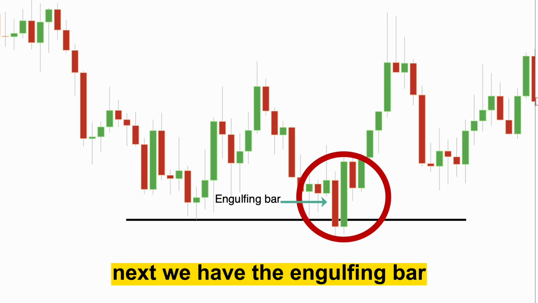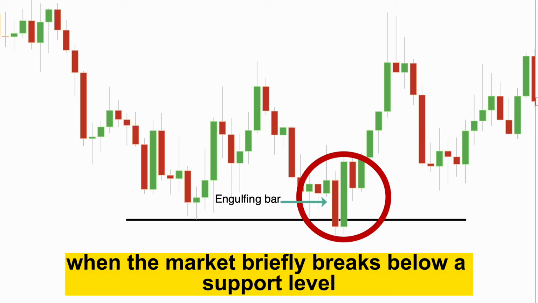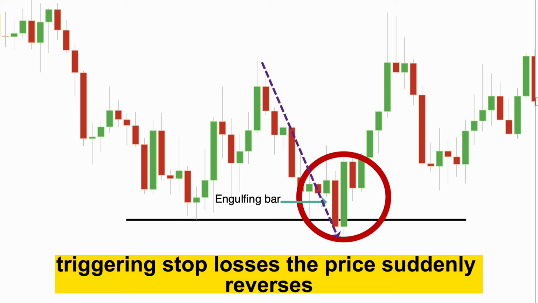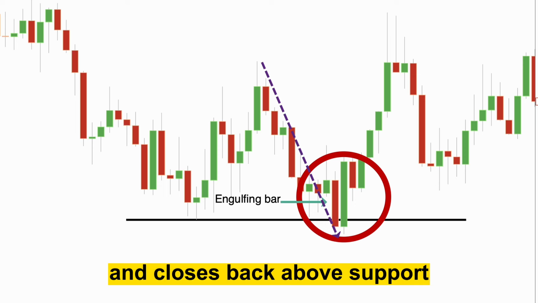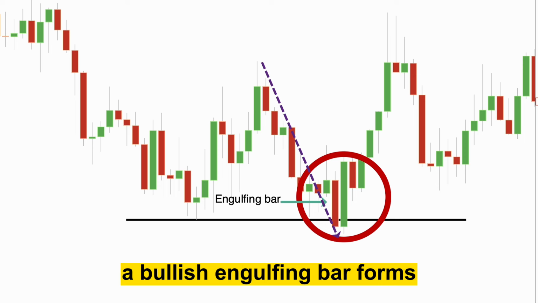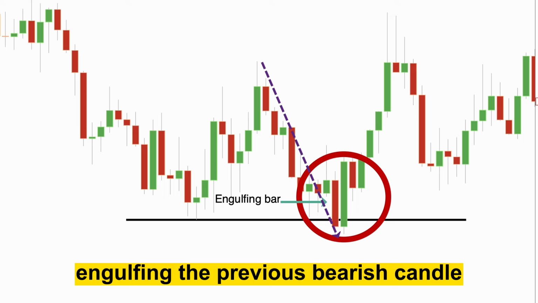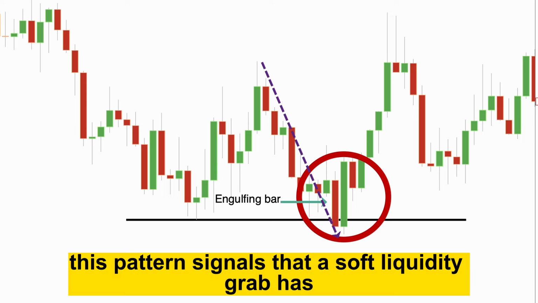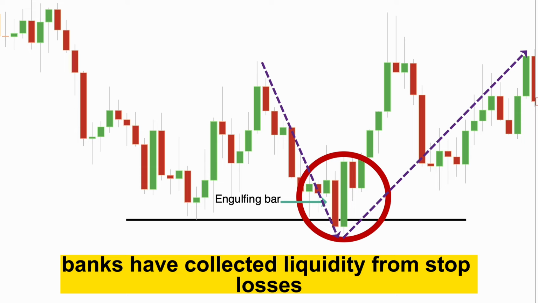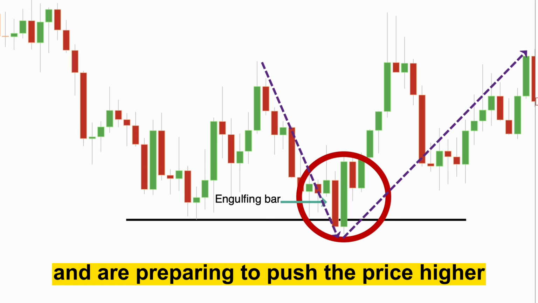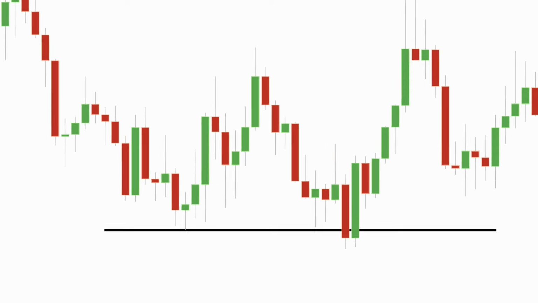Next, we have the engulfing bar. When the market briefly breaks below a support level, triggering stop losses, the price suddenly reverses and closes back above support. A bullish engulfing bar forms, engulfing the previous bearish candle. This pattern signals that a soft liquidity grab has occurred. Banks have collected liquidity from stop losses and are preparing to push the price higher.